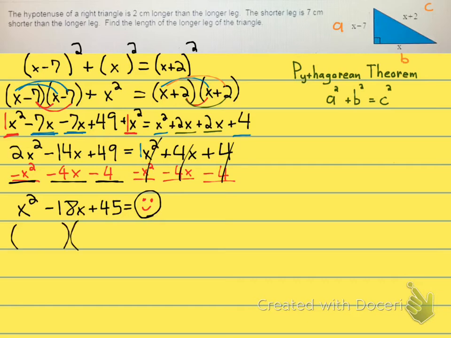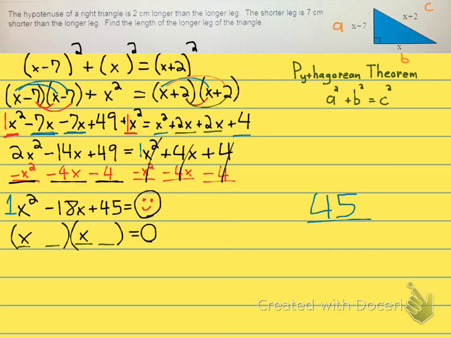Let's go ahead and put it in our two binomials. So this trinomial is an easy 1. It starts with the number 1. So my first two terms are going to be x and x. My last two terms need to multiply to give me 45, and then they're going to need to add up to give me 18. So let's come over on the side. Let's do that. I have 45.